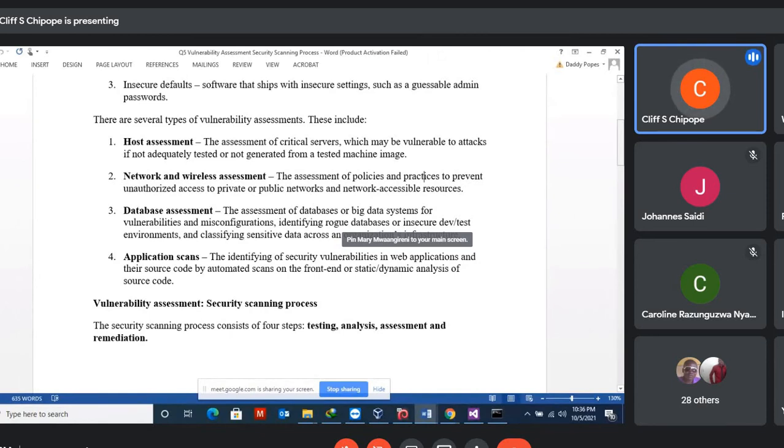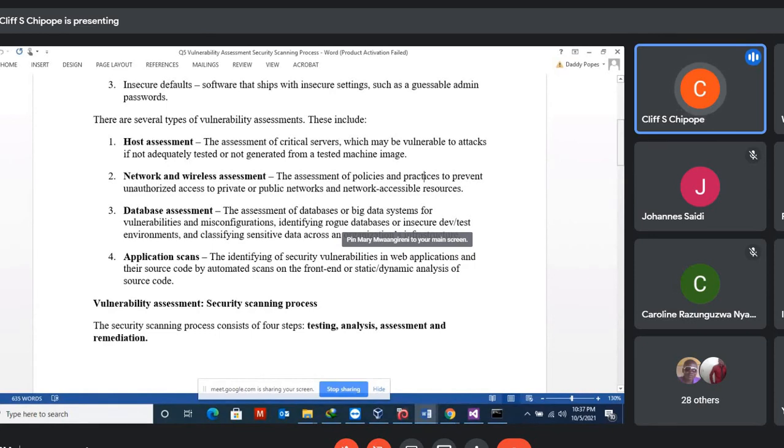It also involves identifying rogue databases or insecure development or test environments, and classifying sensitive data across an organization's infrastructure. Then application scans identify security vulnerabilities in web apps and source code by automated scans on the front end or static or dynamic analysis of source code.